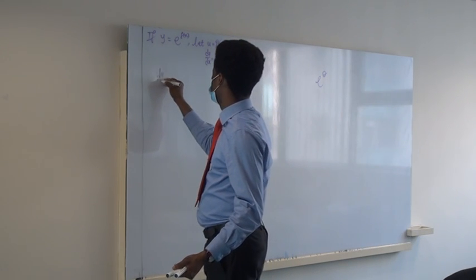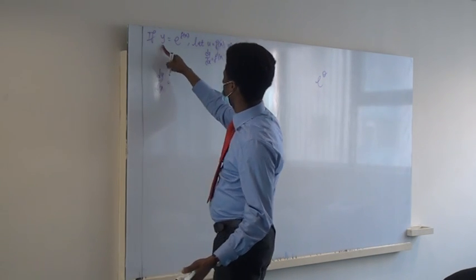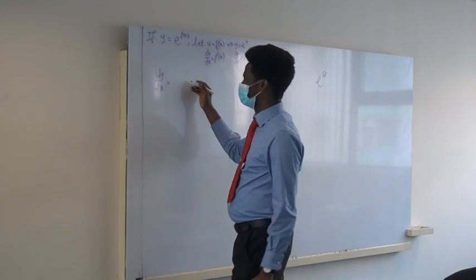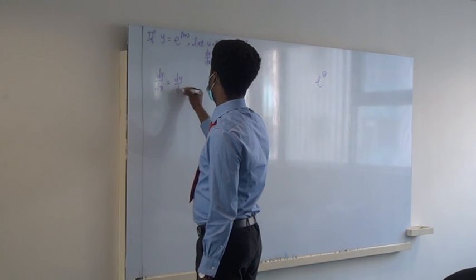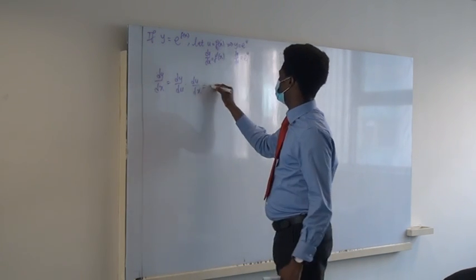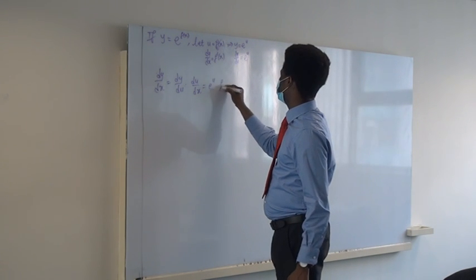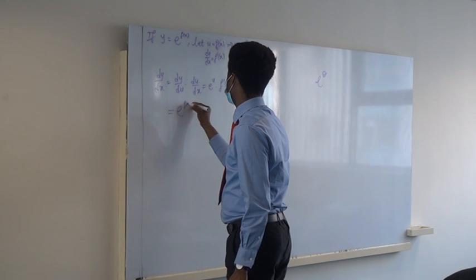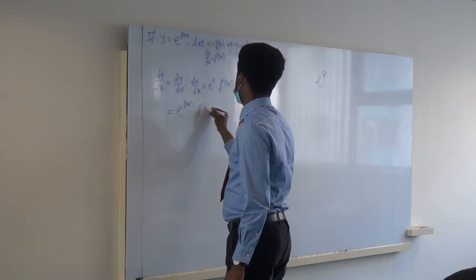By chain rule, dy/dx, because y is originally a function of x, is equal to dy/du times du/dx. dy/du is exponential u, du/dx is f dash of x. So if you put it back, you have exponential f of x times f dash of x.